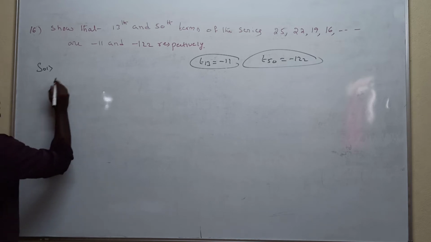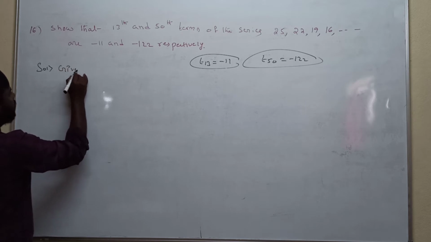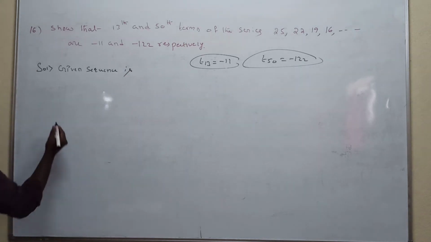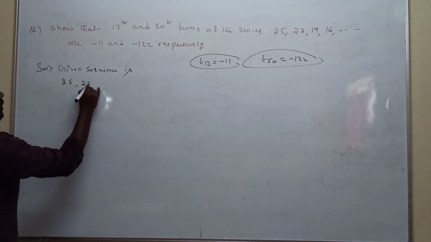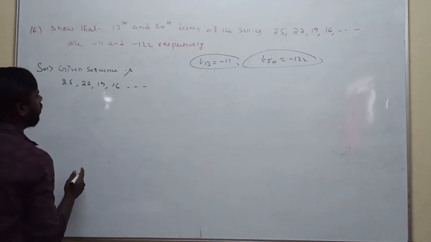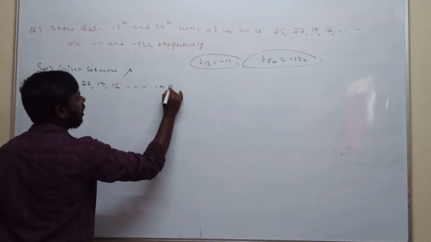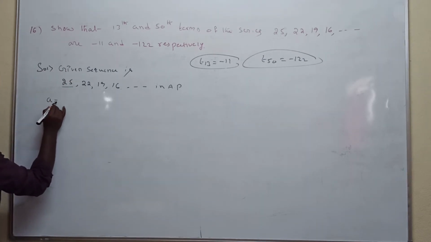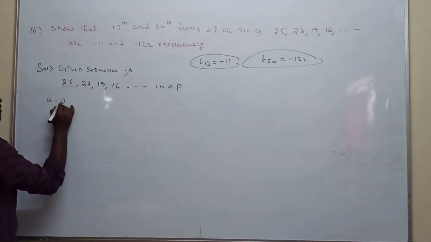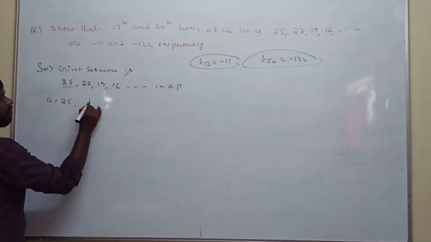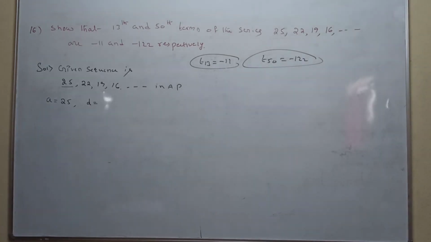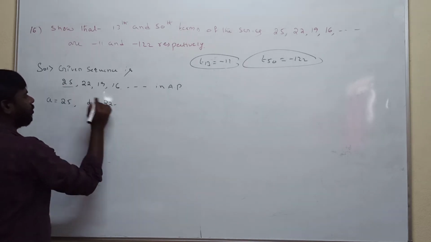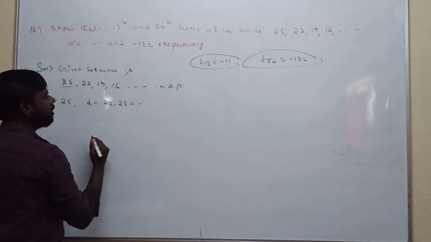Listen carefully. Solution. The given sequence is 25, 22, 19, 16, and so on. This sequence is definitely an arithmetic progression. What is the first term here? 25. The first term is denoted by small a, so a value is 25. Next, the common difference d. The difference between any two terms is the same, so I am taking one element, 22. The term before is 25. 22 minus 25 is -3.